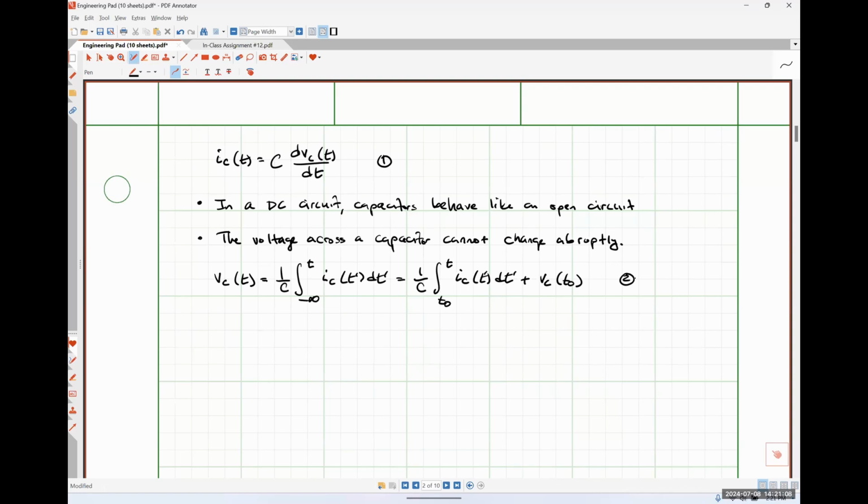This is the equation that we use when we know what the current is doing and want to know what the voltage is doing. Our power relationship is simply the product of current and voltage, because that's all it will ever be. Sorry, this should be VC.